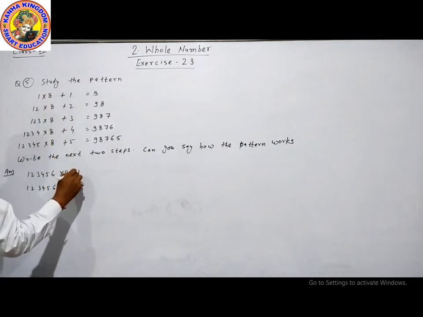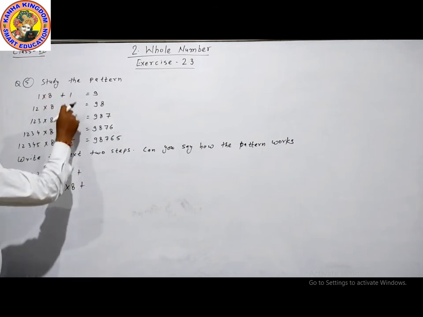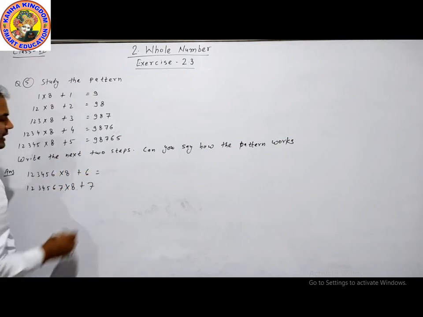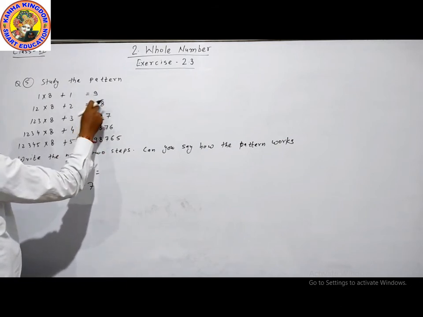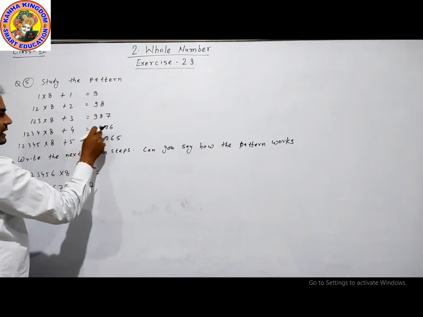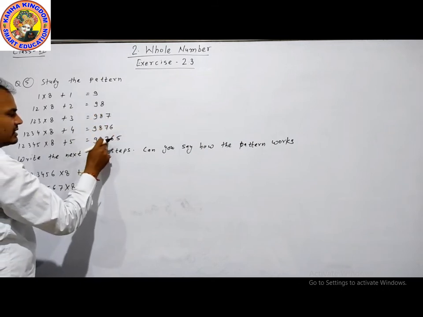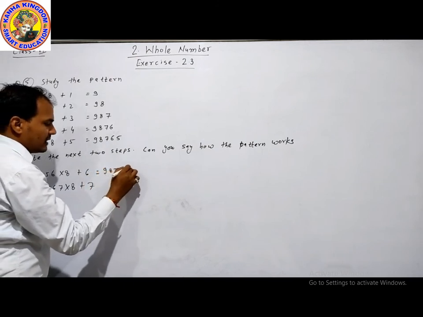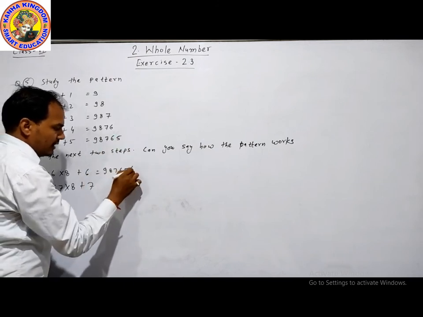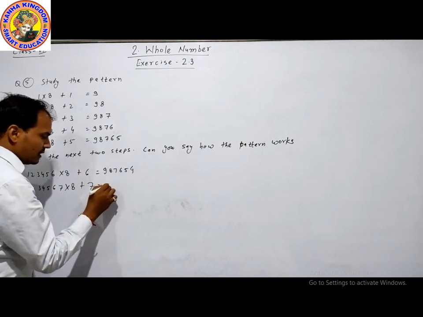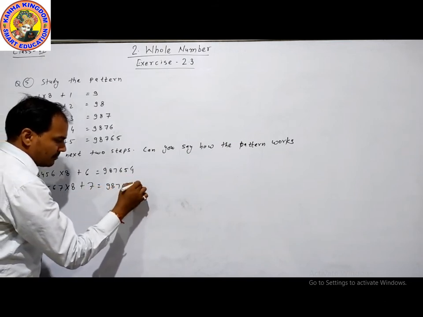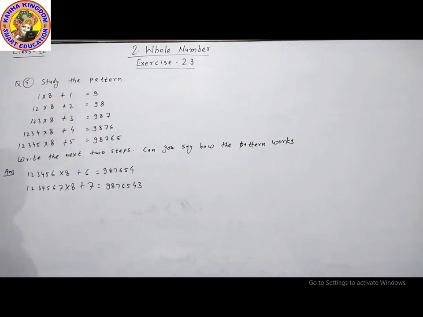Then addition. 1, 2, 3, 4, 5, 6 and 7. The answer is 9, 98, 987, 9876, 98765. So 987654 and 9876543. This is our next two steps.